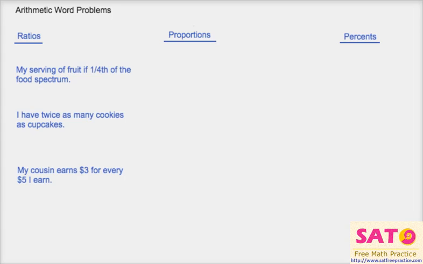Hi there! Let's talk about arithmetic word problems. There are three basic types, which are ratios, proportions, and percents. So in a ratio, I've listed the three basic types.